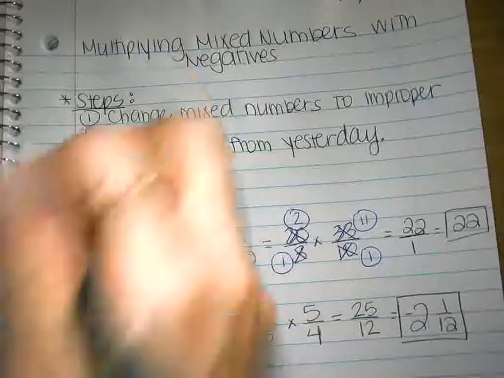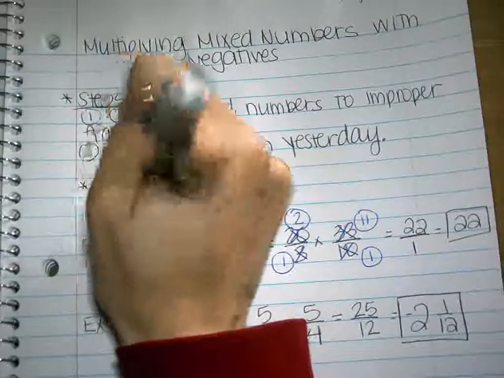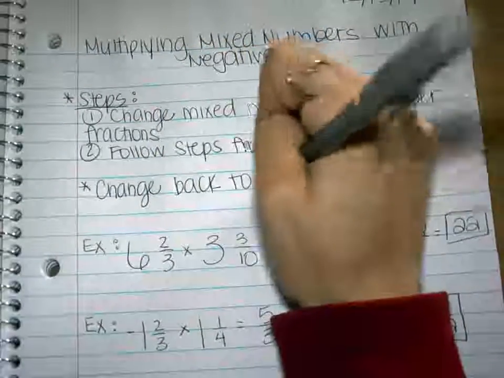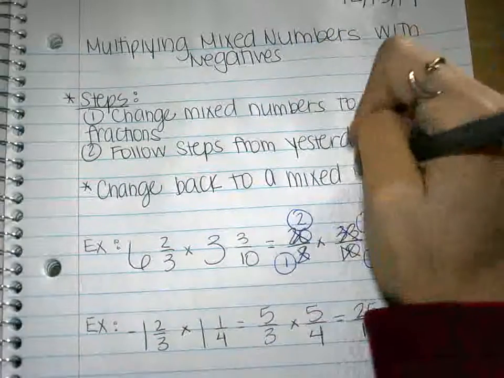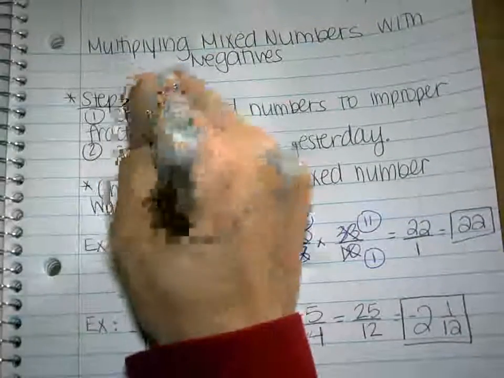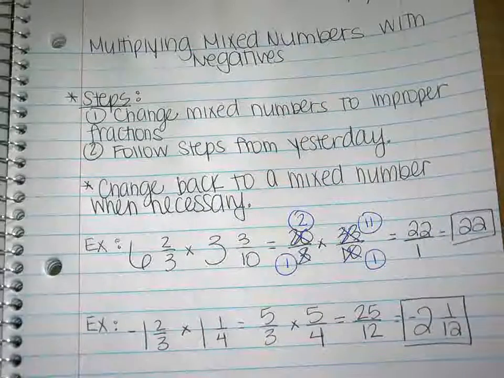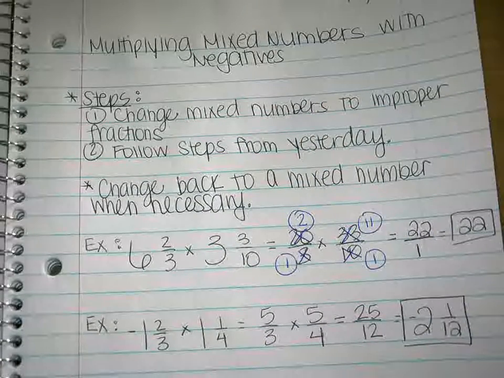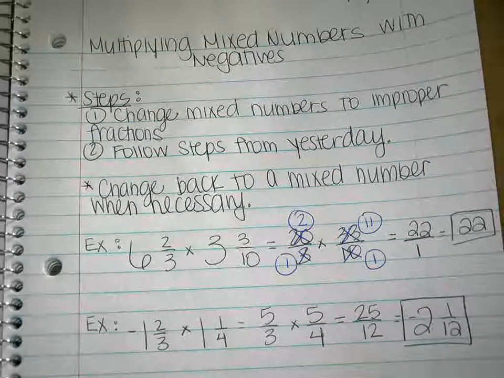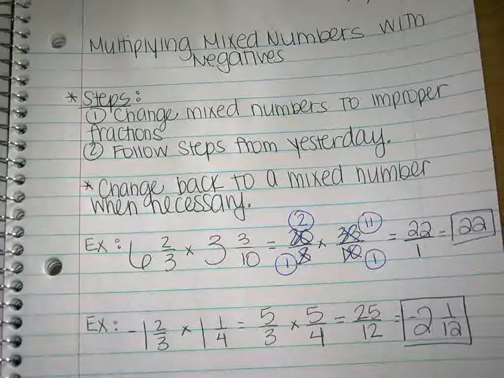So the last thing I want you to write up top, if you have room, change to a mixed number, or change back to a mixed number when necessary. That kind of goes along with your step 4, or step 5 in this case, the simplify. Simplify if necessary, simplify and change to a mixed number if necessary. Questions?